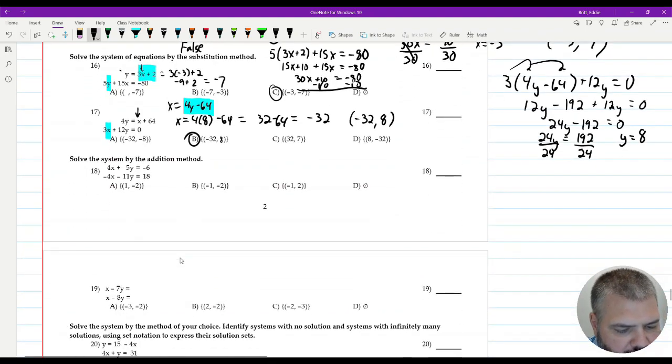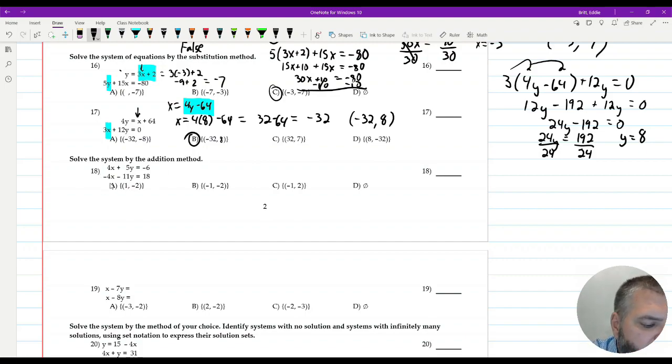Number 18 says to work this by the addition method. The addition method is also called the elimination method. It's my favorite method. The reason I like it so much is what we want to do is get the same number in front of one of the variables, and we want to have the opposite sign. When that happens, we can add the two equations together and cancel one of the variables out. So this first problem, number 18, is set up perfectly to work with the addition method.